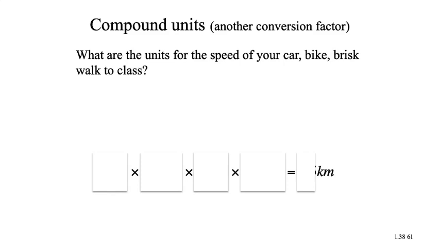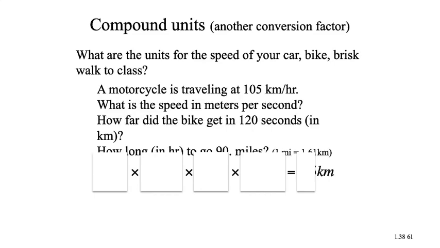Okay? So, compound units. Units for speed on a car, bike, walk to class. What would you say? Car would be miles per hour. Miles per hour. Okay? That could be 80 miles per hour. That could be 50 miles per hour. Okay? Depending on where you're at, that's going to change. It could also be kilometers per hour. Why? Because we want to push your ability to do a conversion.